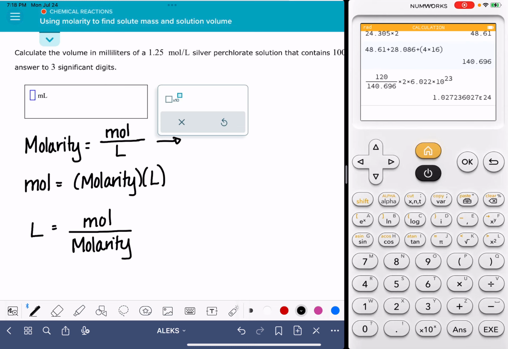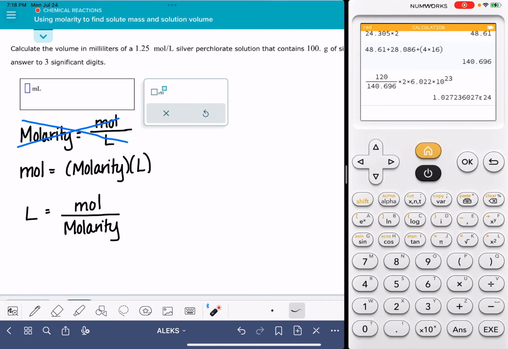So you're going to be using one of these two versions of the equation. I'm going to cross this one out because, again, this form of the equation is not going to be useful for the problem. What you want to do is take a look at the problem you've been given and identify the numbers that ALEKS has provided to you.